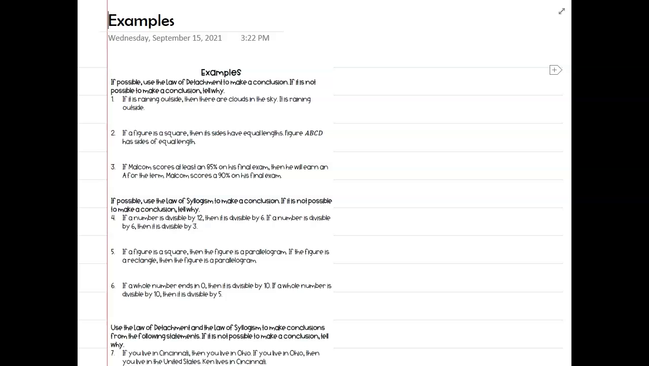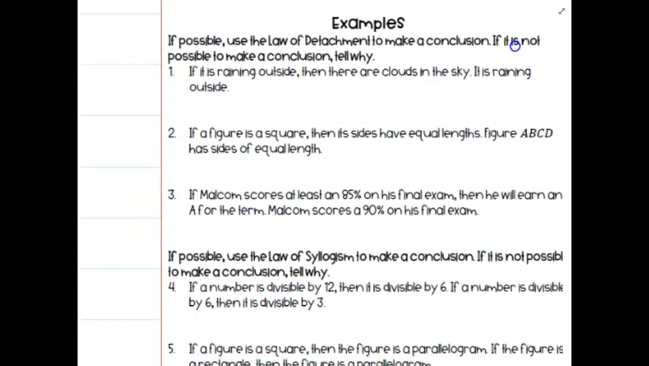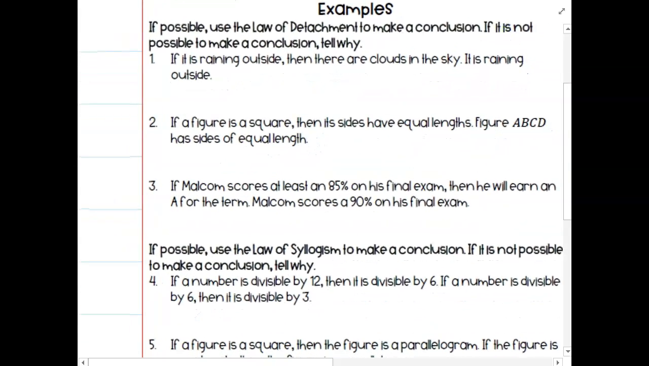Okay, so let's put some of these to use here. If possible, we're going to use the law of detachment to make a conclusion. Just basically, okay, here's the information I'm given. Well, I can conclude with this. Now, sometimes we won't be able to make a conclusion. If that's the case, then we're going to go ahead and tell why.